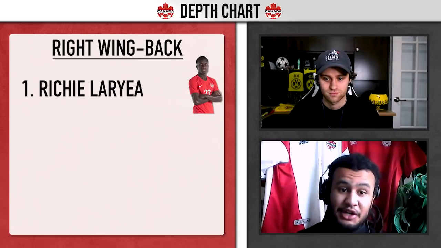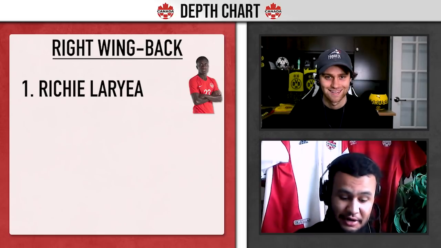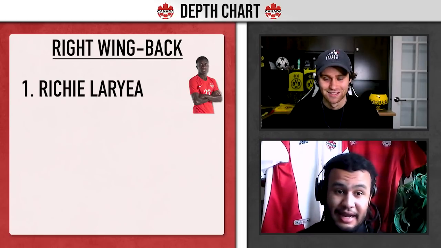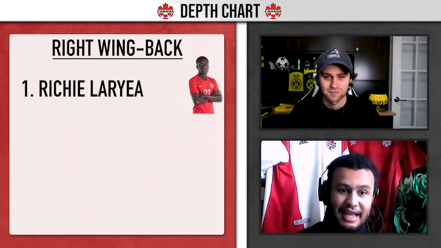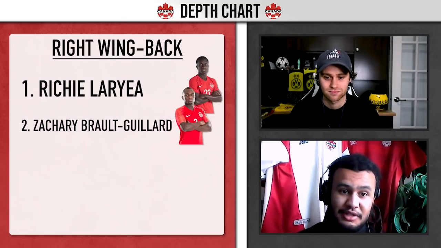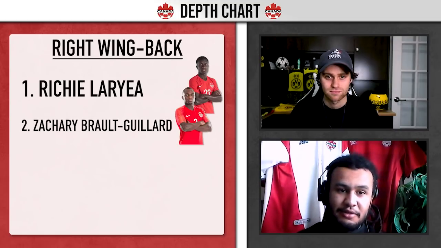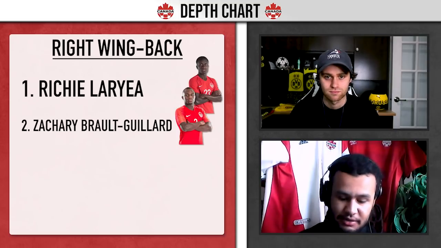After that, though, the depth chart is wide open. This is probably the position where, I don't know if you had the same issue, Josh, but I spent the most research, just finding names, comparing, coming up with our list. But eventually we settled on Zachary Brault-Guillard. I think that one's pretty straightforward. Yeah, the second name, he's been good for Montreal. Just had some injury issues, but when he was healthy, I thought he was very good.